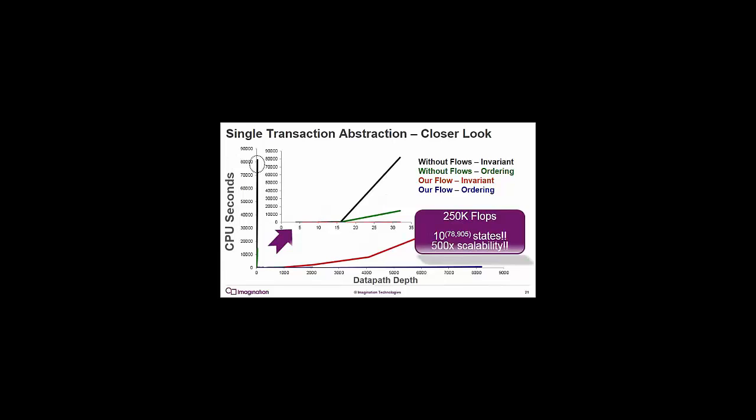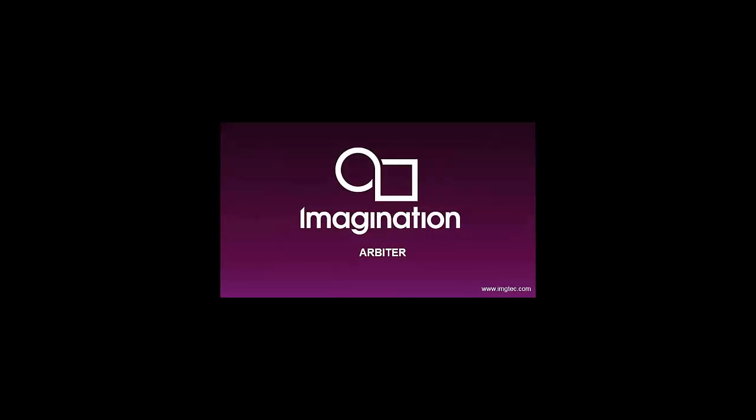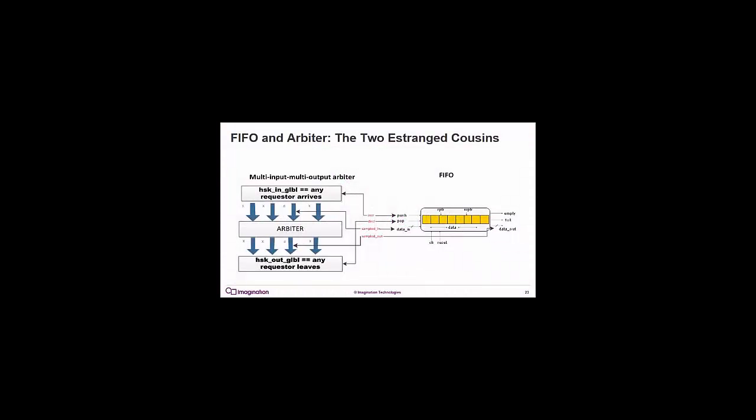500x scalability refers to the comparisons we made to the cadence scoreboard. Now, I've got 10 minutes left, I'm told, so I've been going quite slow. So I've got an arbiter now. I want to just show you how an arbiter can be verified.